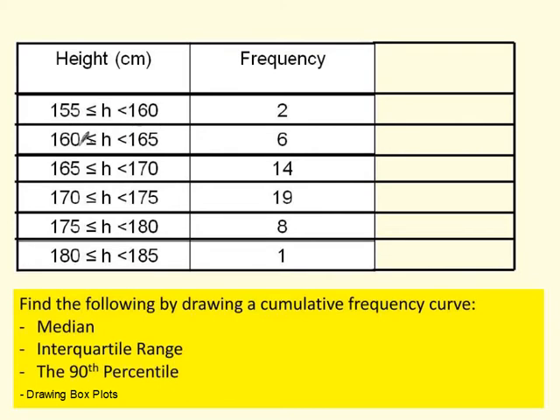So these are the groups. Now the first thing you do is you add an extra column, and we'll call that cumulative frequency. Sometimes I might just abbreviate it to CF or C frequency.